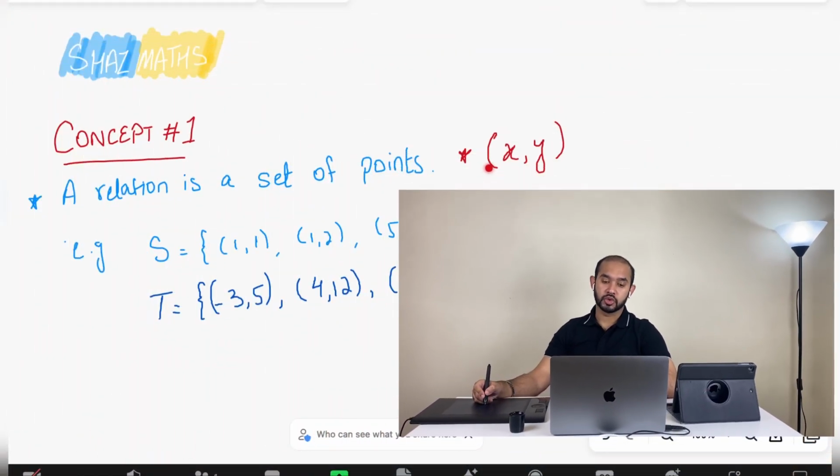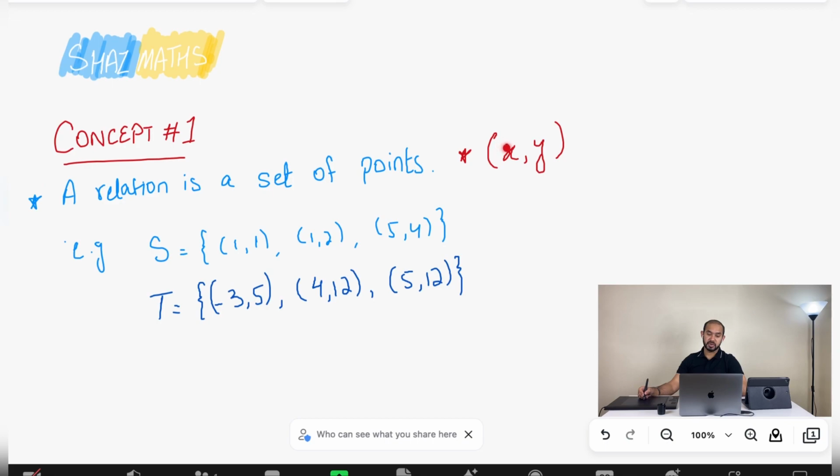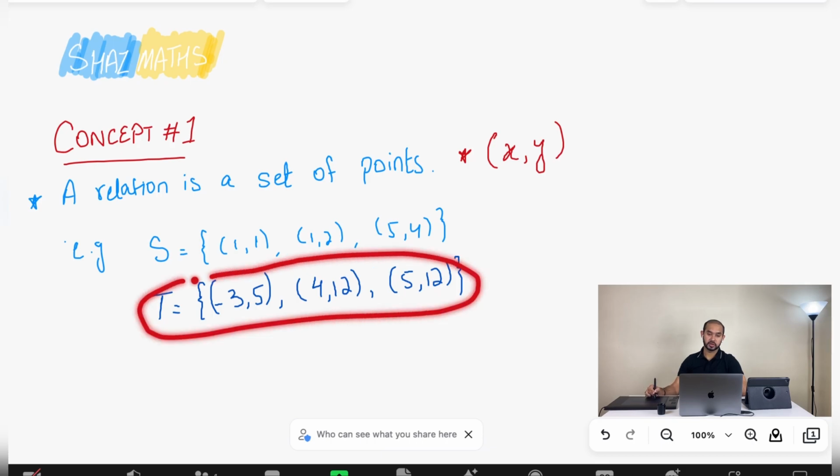A relation is a set of points. And we all do know a point is represented by the x-coordinate first and then the y-coordinate. For example, over here, the set S contains 3 points: (1, 1), (1, 2) and (5, 4). So basically S is representing a relation between 3 points. Similarly, T is representing these 3 points. In other words, T is exhibiting a relation between these 3 points.